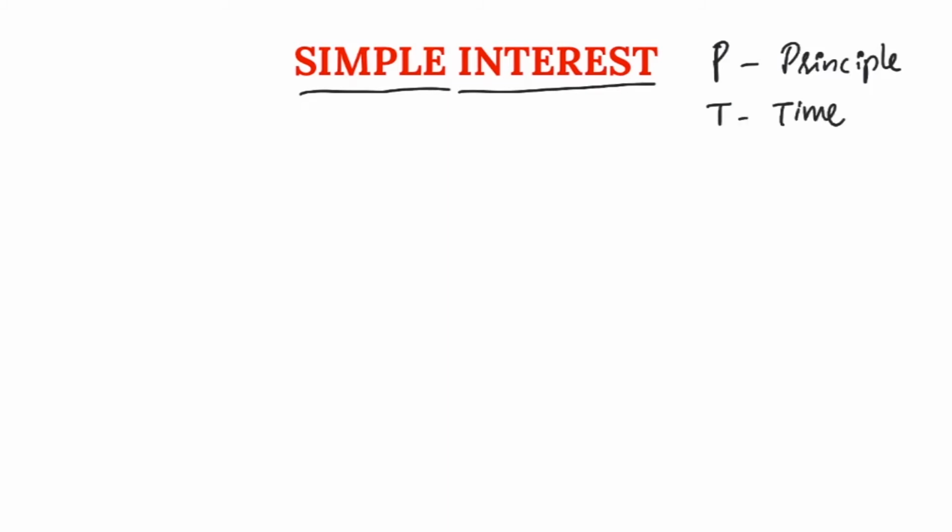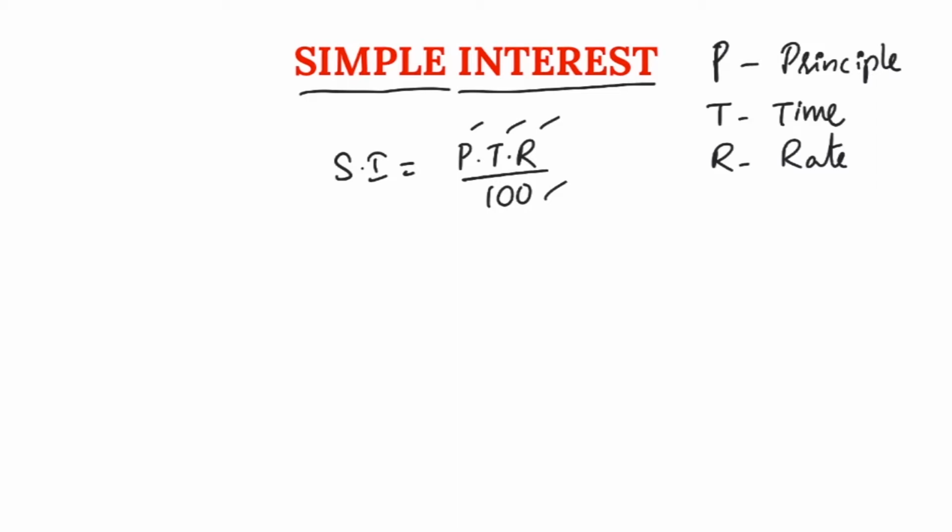In this video, I am going to explain the concept of simple interest. For example, if you borrow P rupees, the sum borrowed or sum lent is known as principal, for T number of years, time period is T, and at rate of interest R%, then simple interest formula SI is equal to PTR by 100. Simple interest is PTR divided by 100.